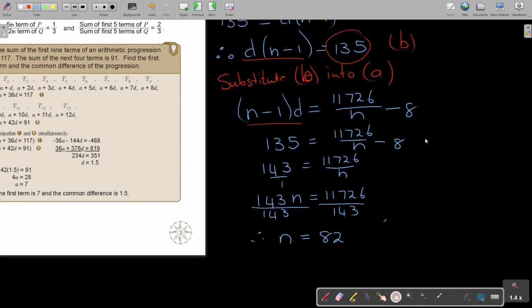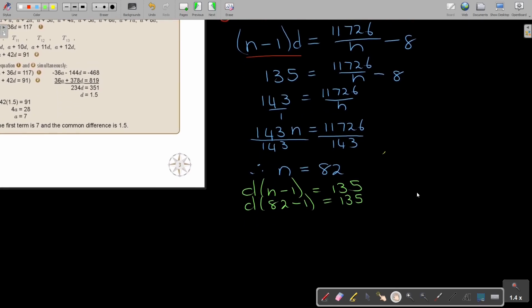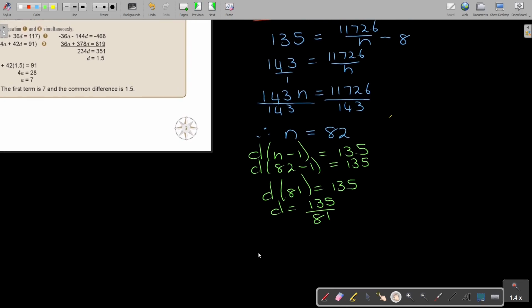Okay, just substitute it in. So I'm just using that formula. I say d(n minus 1) equals 135. So d times (82 minus 1) equals 135. Okay, so d times 81 equals 135. So d equals 135 over 81, and that's the fraction that's coming. And if you simplify that, therefore d equals 5 over 3. Or you can say 1 and 2/3, but leave it as 5 over 3. Just simplify it to that.